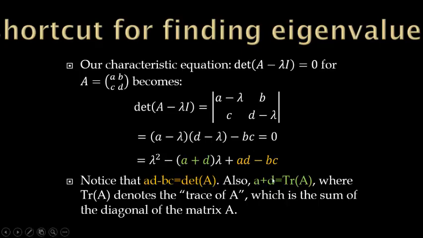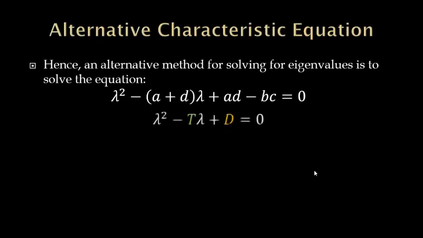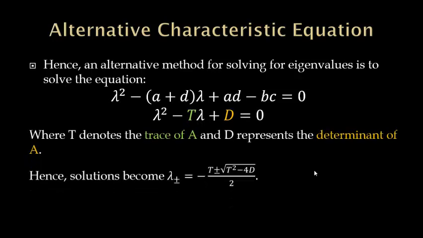Also, when you look at the solution sets with these two ideas, the determinant and the trace, the solutions always have this form. Lambda will always be given, because of the quadratic equation, by negative t over 2, plus or minus the square root of t squared minus 4d. Now for the solution sets, the discriminant, t squared minus 4d, what's under the square root, is going to determine what type of solution sets we have.